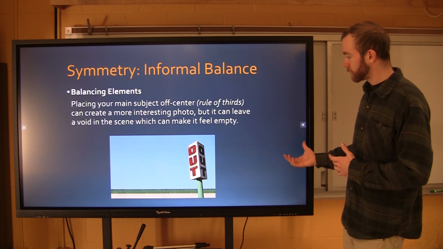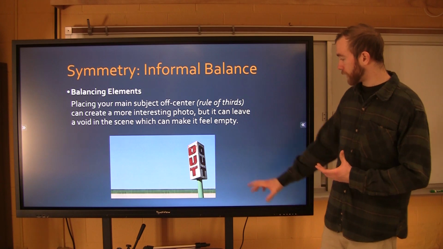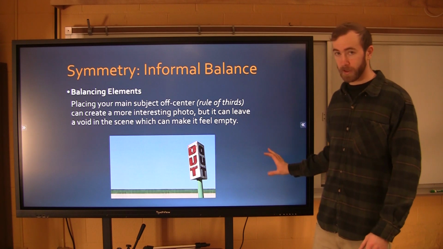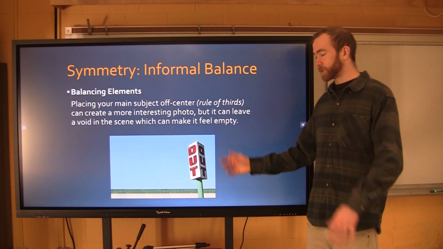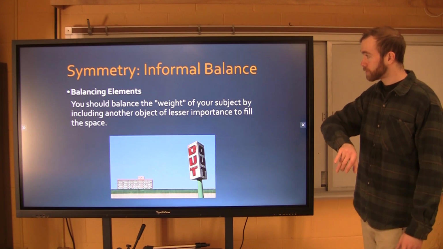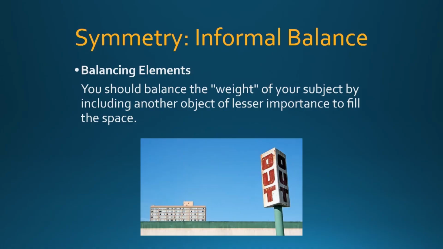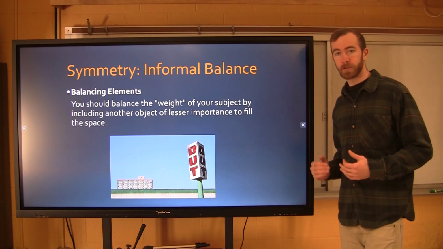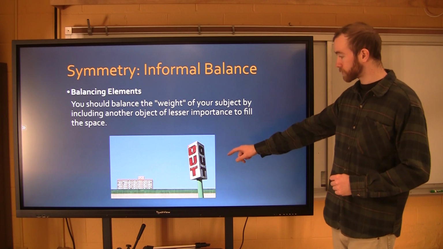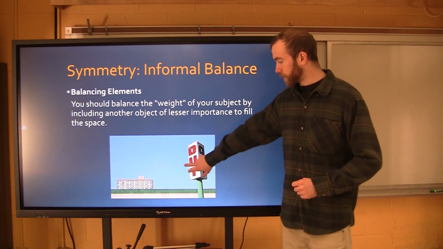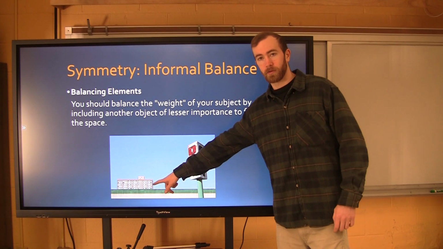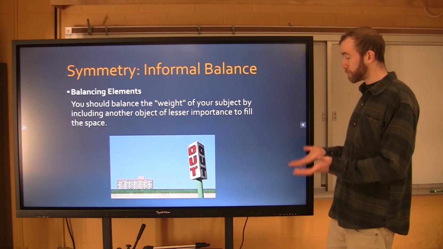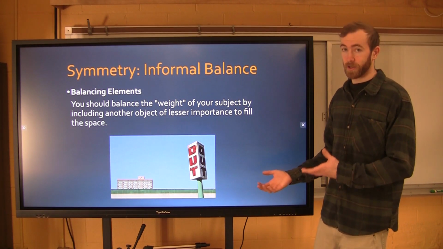So in this photo, it's not symmetrical. We have this out sign to the right side of the photo. And it looks good, but it's not balanced. It's heavy on one side. So you should balance the weight of your subject by including another object of lesser importance to fill the space. So we're still clear here what the subject is. It's that out sign. But in this one, compared to the last one, it's the same photo, just this one was digitally removed. We have that high-rise building in the background, which creates a better balance. It just looks a bit nicer on our eyes.